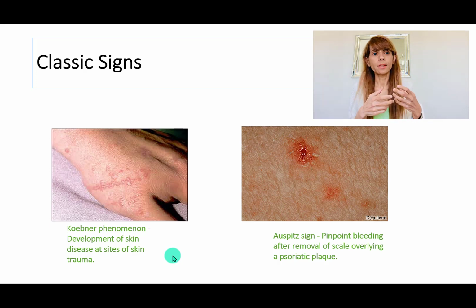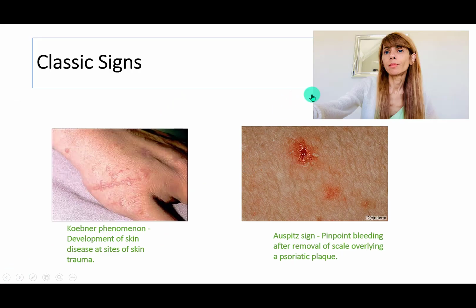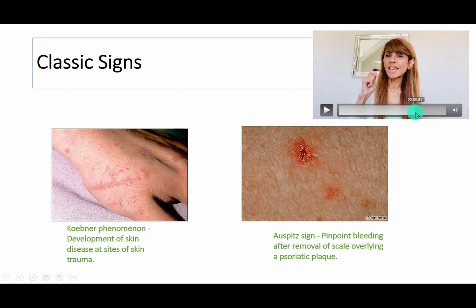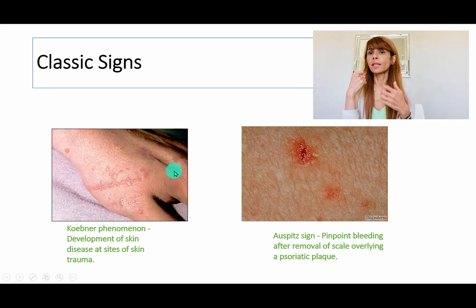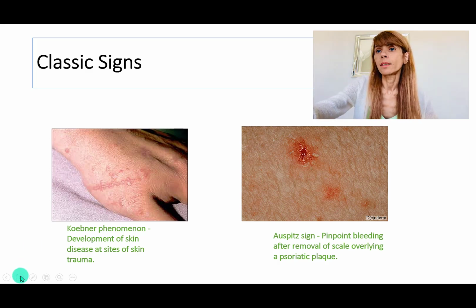Then there is another classic sign that is called Auspitz sign, which basically means there is going to be pinpoint bleeding whenever you remove the lesion. So in psoriasis, sometimes you remove the skin lesion for whatever reason, or the patient themselves removes the lesion, there's going to be pinpoint bleeding, and they may become concerned or worried about it, but you can explain to them that this is basically Auspitz sign, and that is a classic sign.